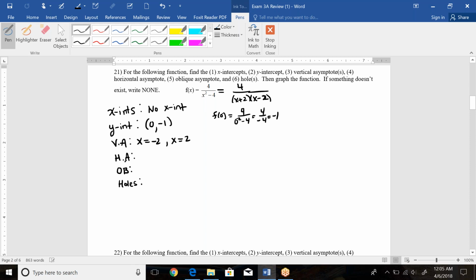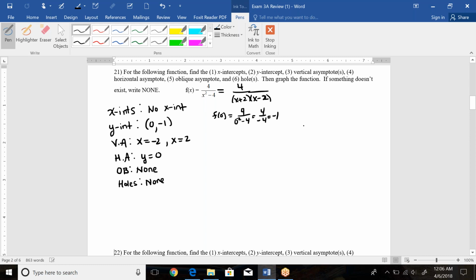Let's talk about whether or not this one has a horizontal or an oblique. The original rational function had no x's on top, so that's a degree of 0, and a degree of 2 in the bottom. So the top degree is smaller than the bottom degree. So that means this does not divide. So that is y equals 0. It's a horizontal asymptote. And then that would be none for the oblique. And there's nothing that canceled out. You only get holes if a factor cancels out. So we have all of our information here.